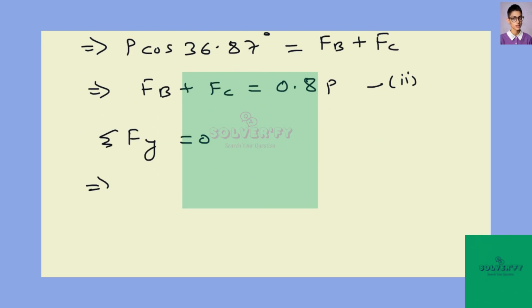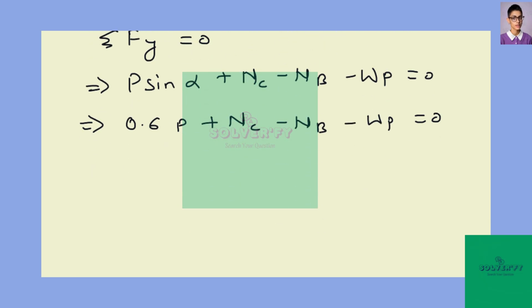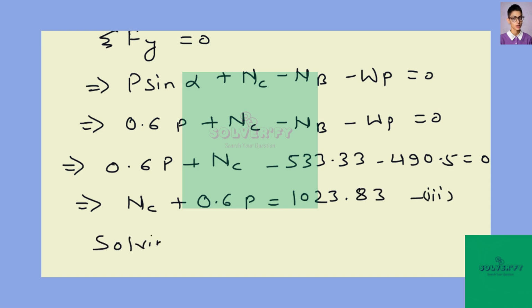Now summation of Fy is equal to 0. On calculating, P sin alpha plus NC minus NB minus WP is equal to 0. On solving, 0.6P plus NC minus NB minus WP is equal to 0. On further solving, we get 0.6P plus NC minus 533.33 minus 490.5. We just put the value. NC plus 0.6P is equal to 1023.83, that is our equation 3.